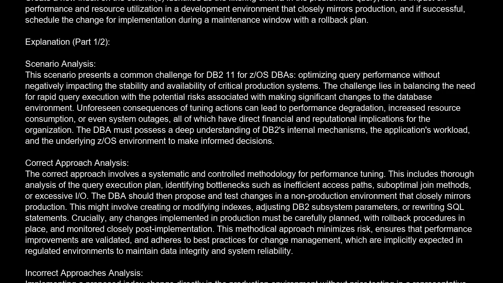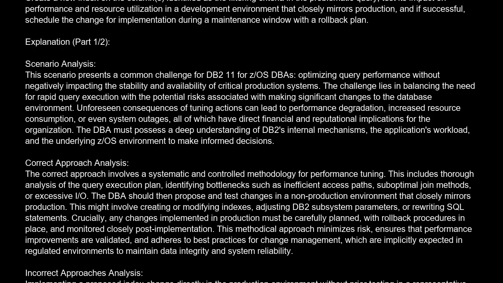The correct answer is B. Create a new index on the column S, identified as the filtering criteria in the problematic query. Test its impact on performance and resource utilization in a development environment that closely mirrors production, and if successful, schedule the change for implementation during a maintenance window with a rollback plan.